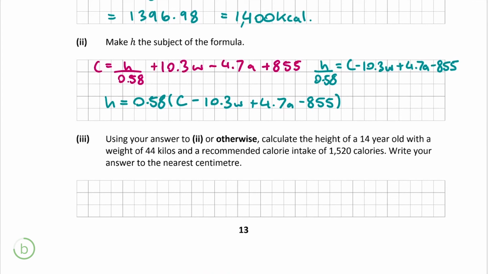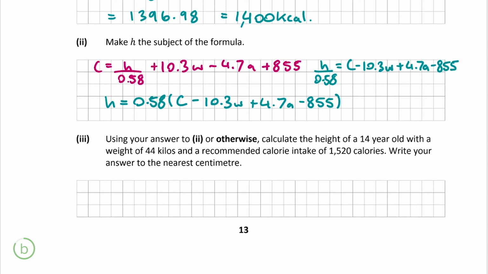Finally, in part 3, we have to use our answer from part 2 to calculate the height of a 14-year-old girl with a weight of 44 kilos and a recommended calorie intake of 1,520 calories. We also have to write our answer correct to the nearest centimeter.